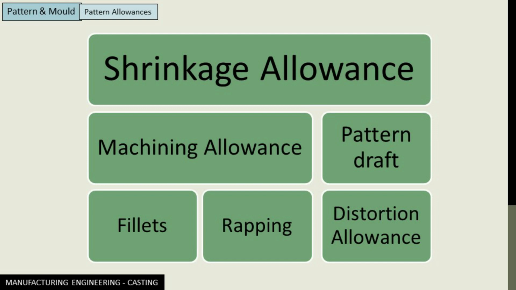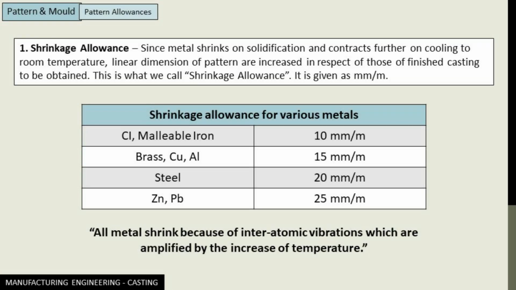Let's talk about the allowances, due to which patterns are made slightly larger than the actual casting. These allowances are shrinkage allowance, machining allowance, pattern draft, fillets, wrapping allowance, and distortion allowance. Let's discuss them one by one. First, we have the shrinkage allowance.